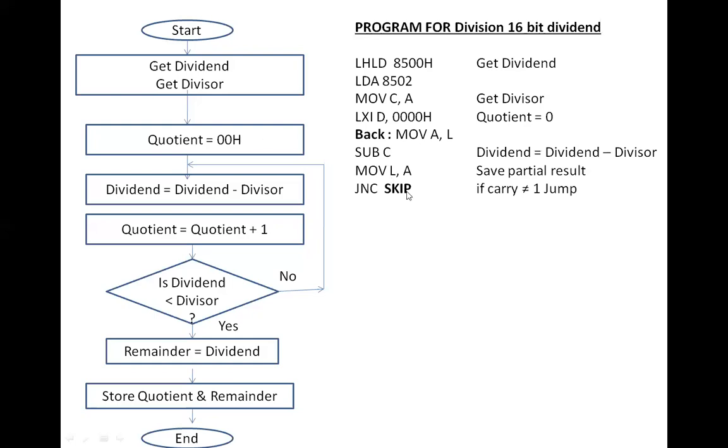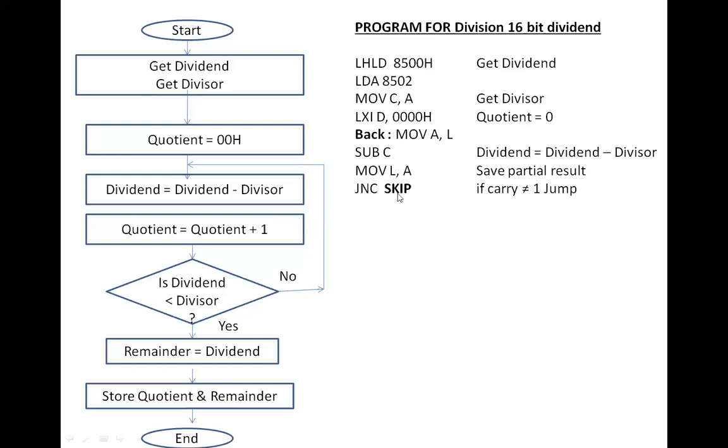Now it may be possible that whenever we are subtracting C from the accumulator, the accumulator content will be more than the content of C. If it is so, carry will not be generated. But if it is not so, carry will be generated.